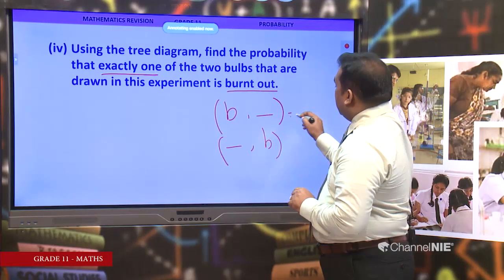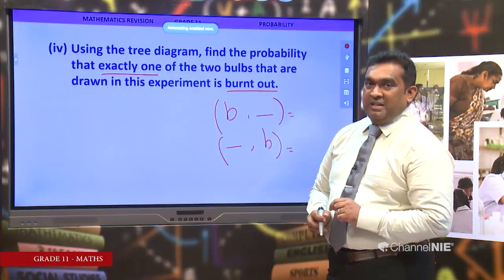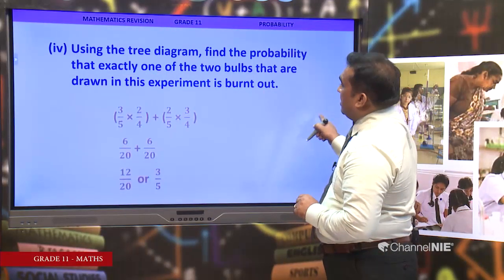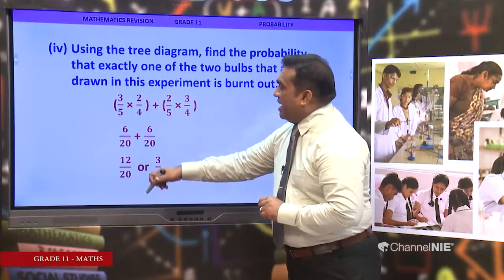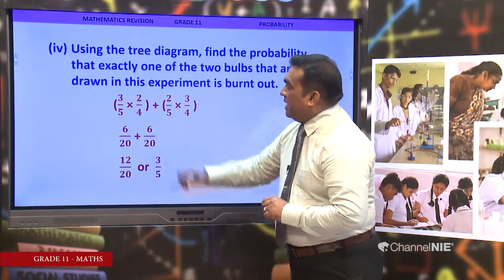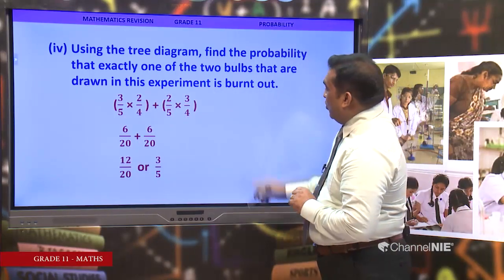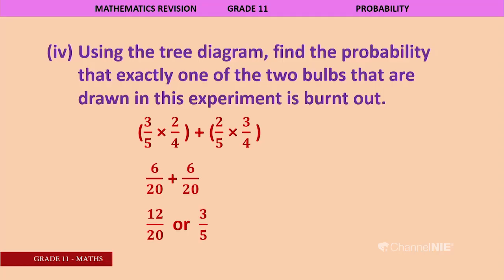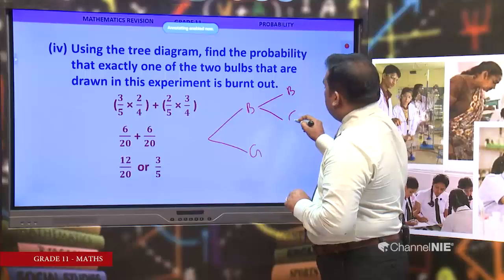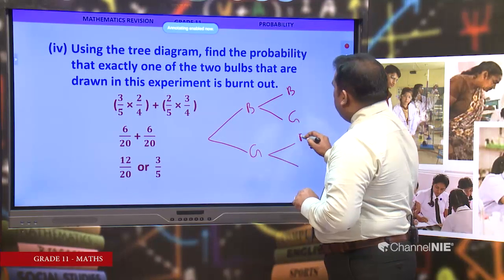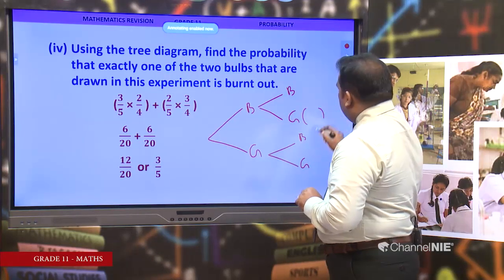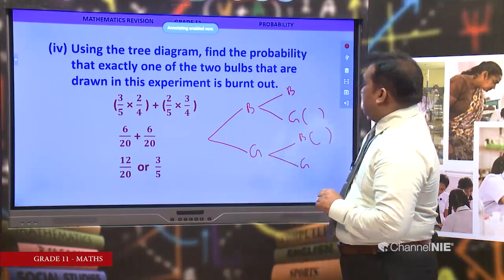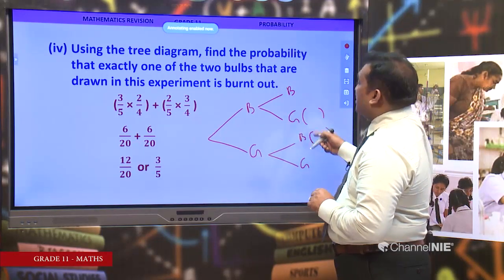They ask about the sum of these 2 probabilities. Now using the tree diagram, 3 over 5 multiplied by 2 over 4. This is the B, G, B, G. We consider the sum of probabilities of these 2 events.